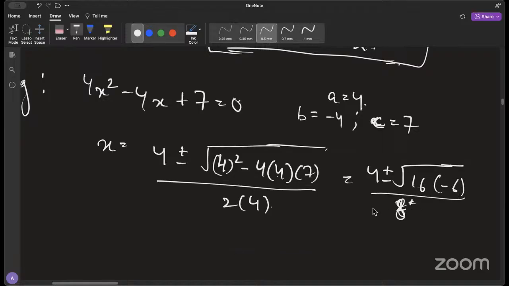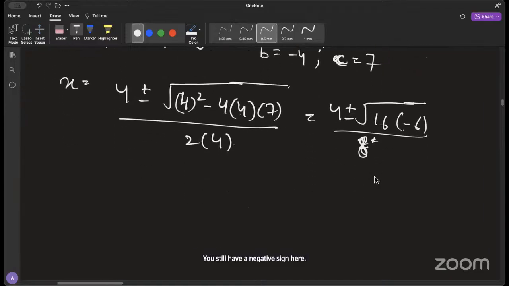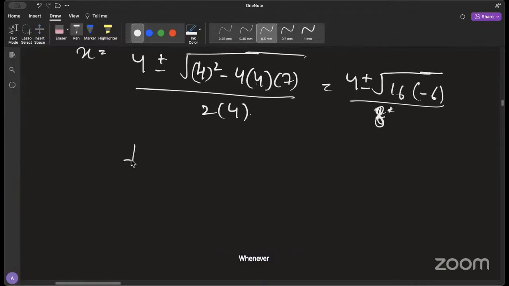If you have a negative sign here, whenever you have a negative under the square root, this is called iota. We know that there is no real number for this.